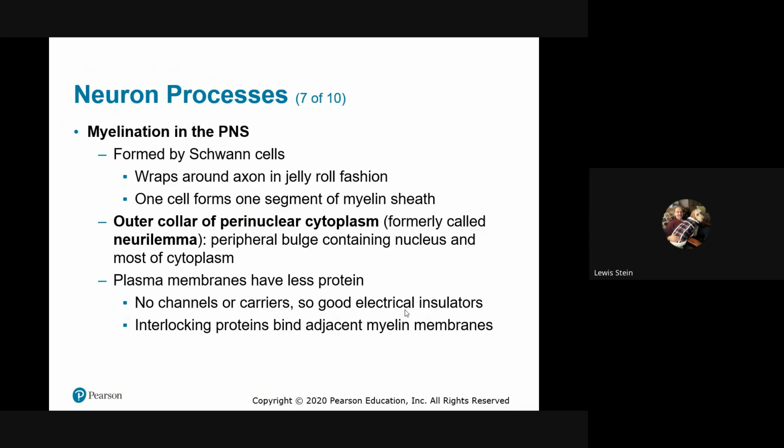So it's protective in nature, and it just so happens you will see the signal, rather than carried along an exposed wire, has this magical ability to jump from node to node or from sheath gap to sheath gap. We call it a fancy name for that. We call it saltatory conduction, and we're going to look at that in an animation or two. Saltatory means jumping or leaping fashion.